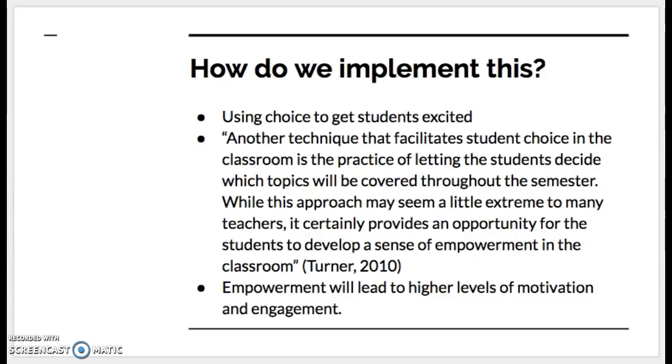Another way we are looking to motivate our students is having them pick some of the anchor texts, or mentor texts, that they're going to be reading. Another technique that facilitates student choice in the classroom is letting the students decide which topics will be covered throughout the semester. While this approach may seem a little extreme to many teachers, it certainly provides an opportunity for students to develop a sense of empowerment in the classroom. Empowerment will lead to higher levels of motivation and engagement, and thus they will be able to draw more meaning from the texts themselves.